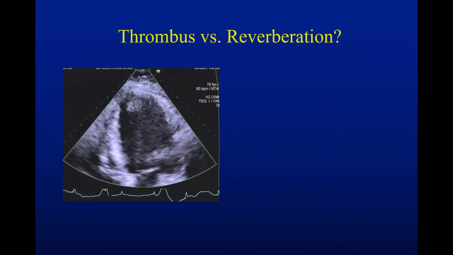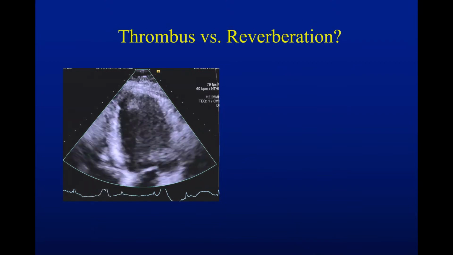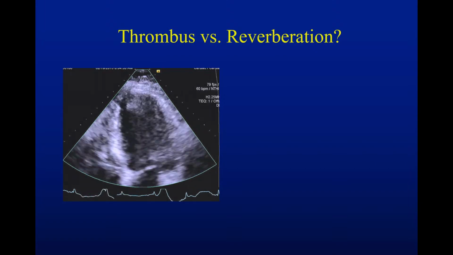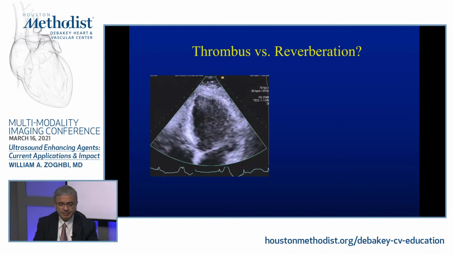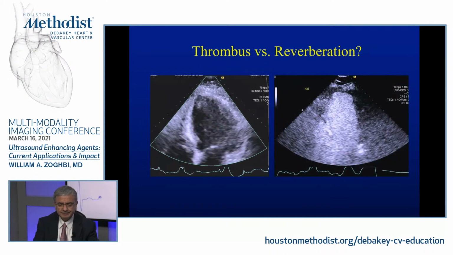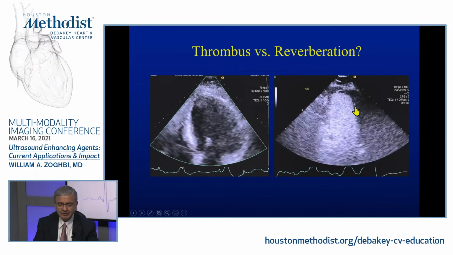So a few questions for you to decide at home or wherever you are in your office. Is this thrombus versus reverberation? Can you tell? You make that decision. Obviously for these we do multiple windows and scanning, short axis of the apex. Okay, let's take a look at that. Interesting. None seen, and that was a major reverberation there.